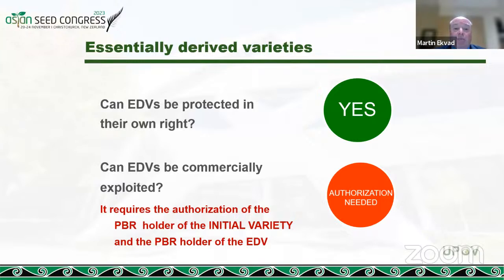So can an EDV be protected in its own right? Can you apply for the EDV to be protected under a PBR system? Yes, that's not a problem. How about, can the EDV then be commercially exploited? Well, it requires, as I said, the authorization of the PBR holder of the initial variety and the PBR holder of the EDV. So that is, in essence, a summary of the protection. We can go to the next slide, please.